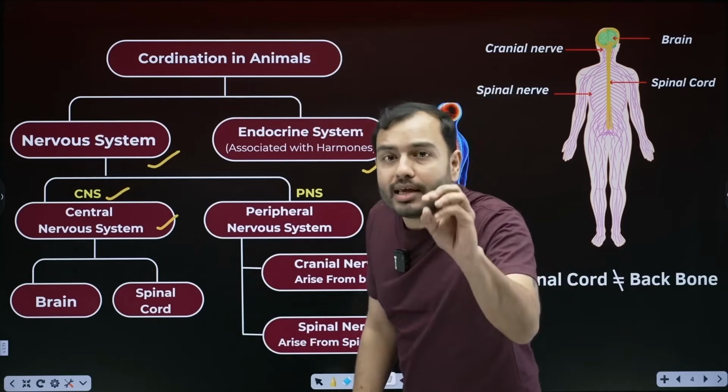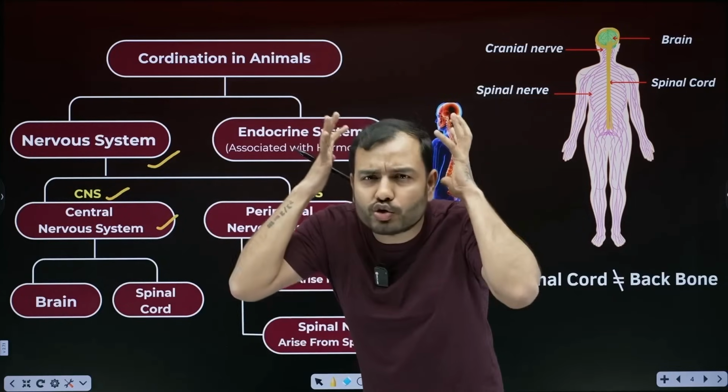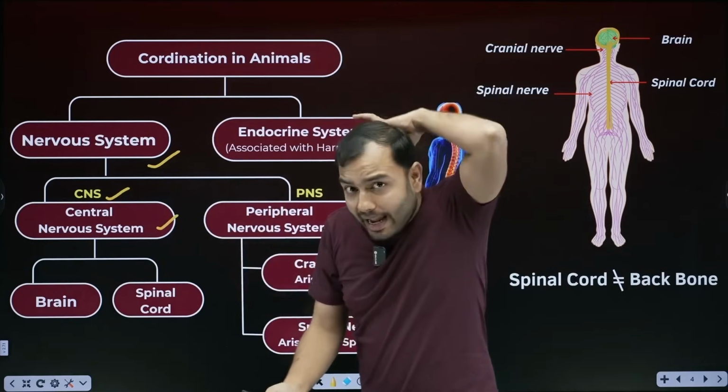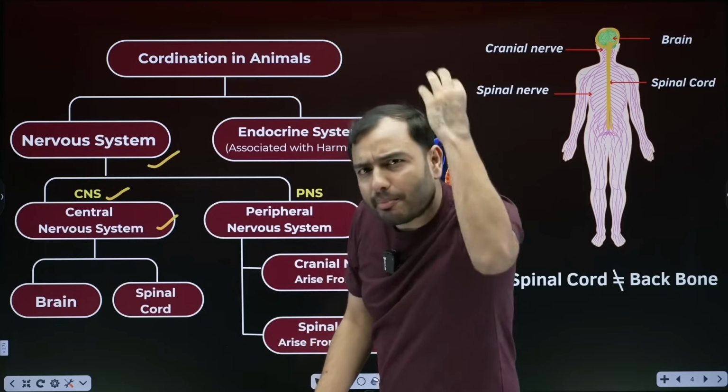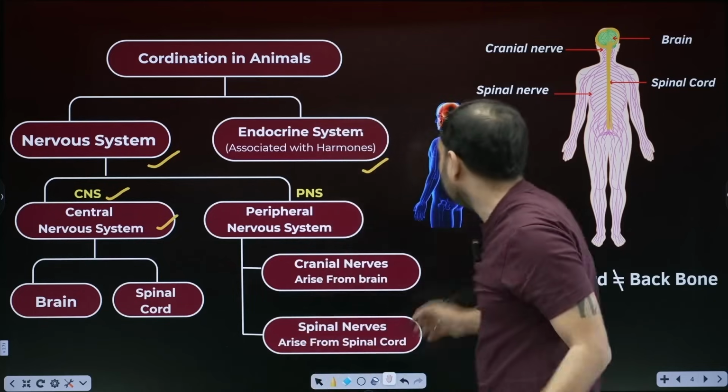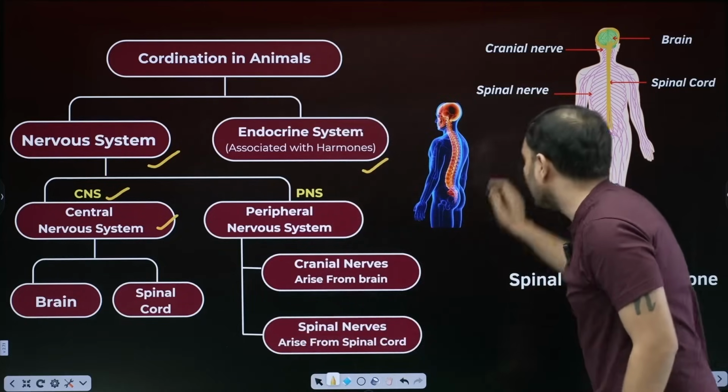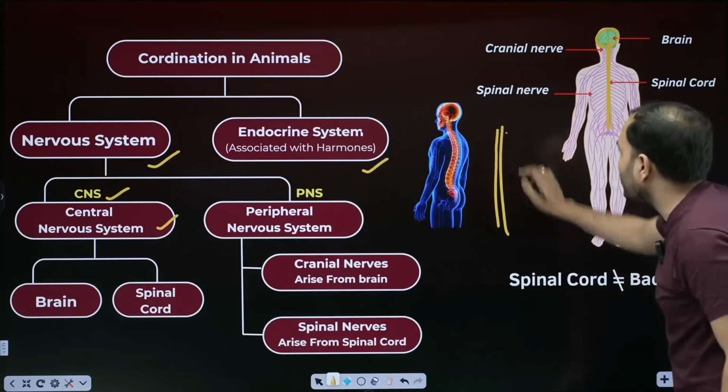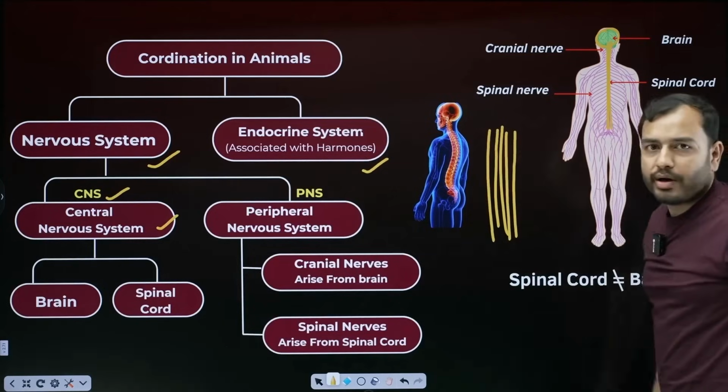So the central nervous system is formed by combining two things. The central nervous system, who? The brain and spinal cord. What is the spinal cord, beta? There are lots of fibers, like this, lots and lots of fibers. They are visible too. This is the spinal cord.